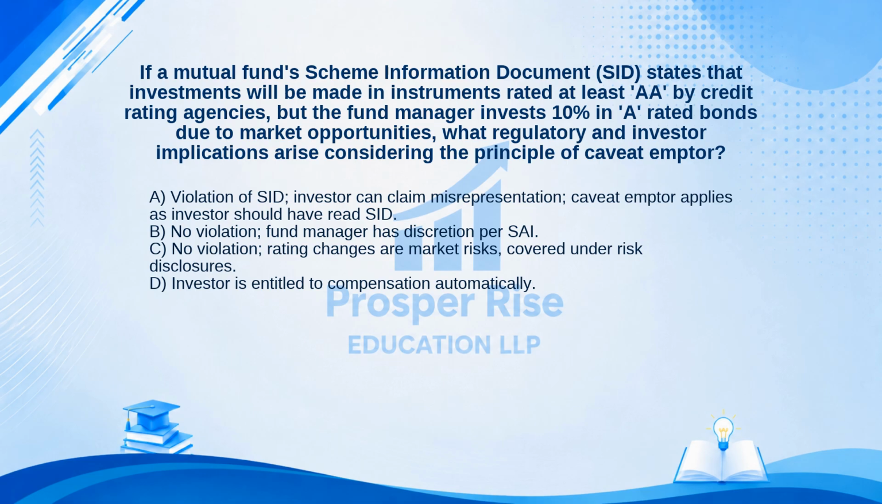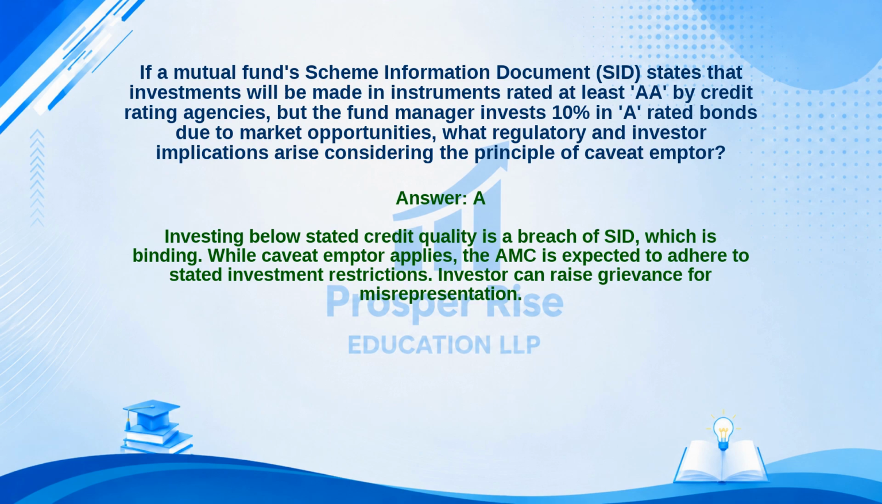The correct answer is option A. Let's see why. Investing below stated credit quality is a breach of SID, which is binding. While caveat emptor applies, the AMC is expected to adhere to stated investment restrictions. Investor can raise grievance for misrepresentation.